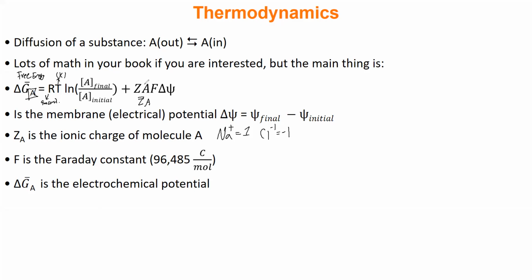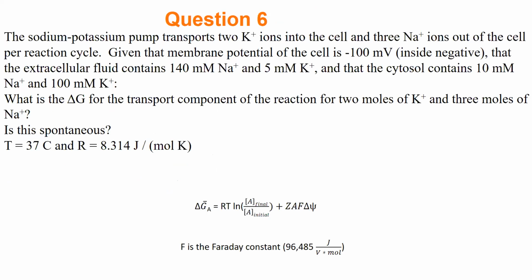So this equation really has 2 parts. So it has free energy due to concentration, and it has free energy due to charge. And we're just adding those together to see what the overall free energy of transport is. So we're going to start today with a calculation so we can get used to how we use this equation.